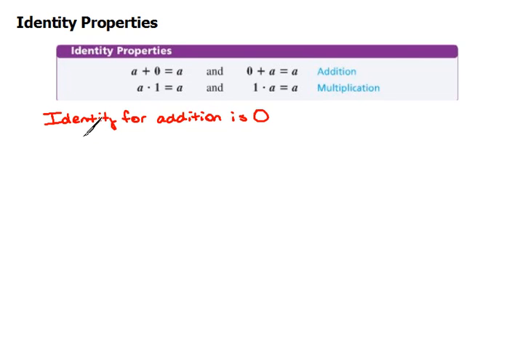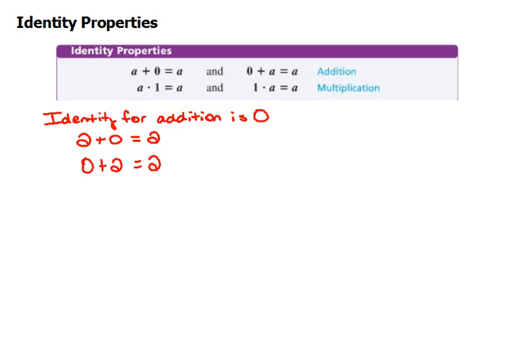Because if you think about it, if I said 2 plus 0, what does that equal? Well, it equals 2. Or if I said 0 plus 2, that would be 2. 0 is what I add to a number, and it does not change that number.